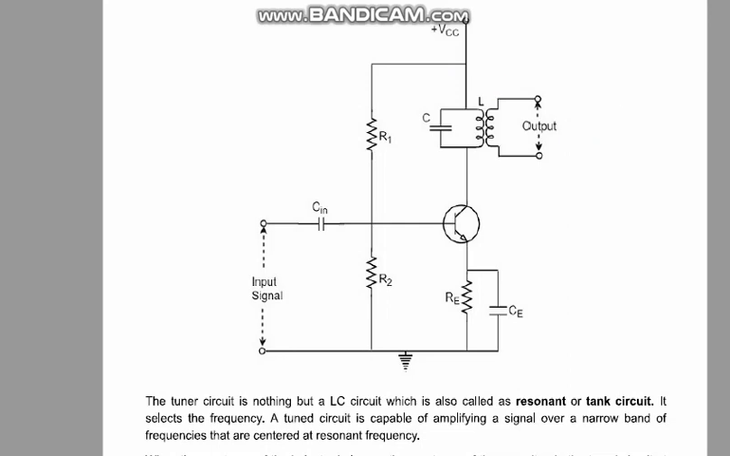Okay, how the operation works: the input signal goes through there. It's a circuit where in the base we use the voltage divider circuitry R1, R2, and a BJT, and that's the LC part. VCC is there, and then you will get the output through there.